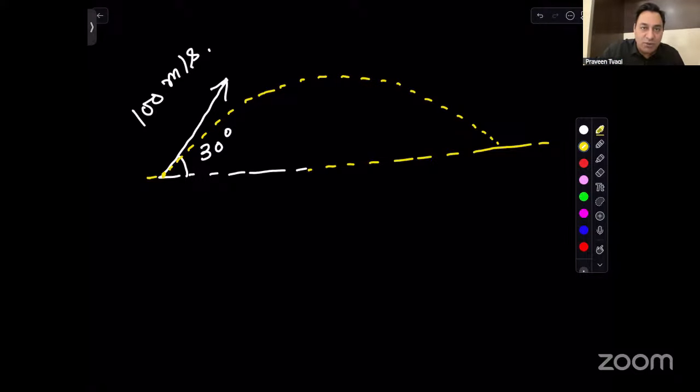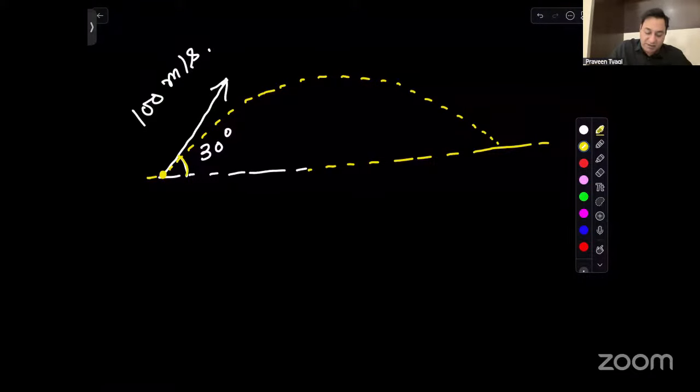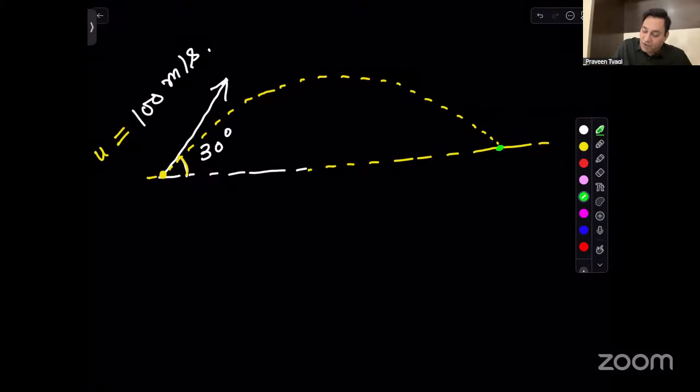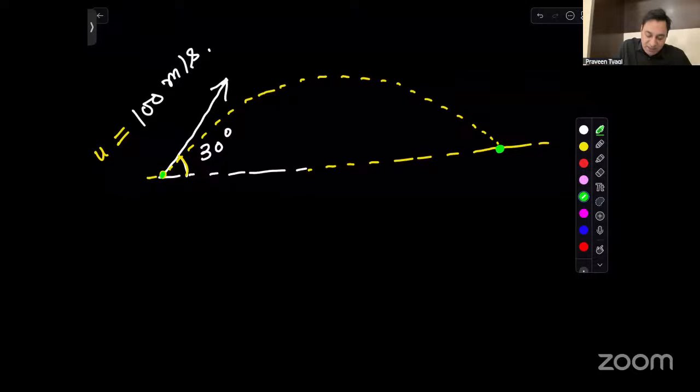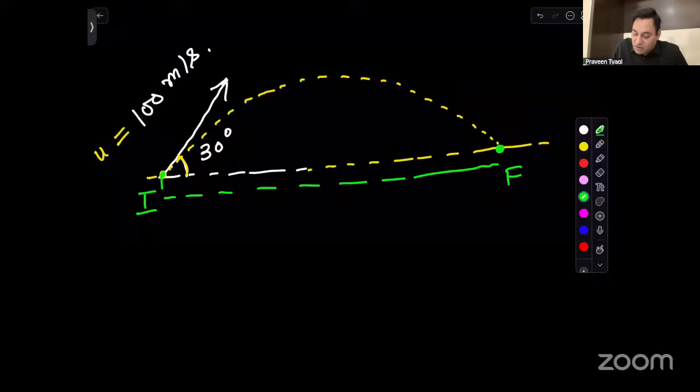Coming back to projectile motion, if I throw a stone at an angle 30 degrees from the ground, aiming it at an angle 30 degrees with the initial speed 100 meter per second, as shown in the figure, this stone will move in air like this and fall down on the ground somewhere. This is my initial position. This is my final position right now. If I ask you this total distance it covered on the ground, this is called its range.